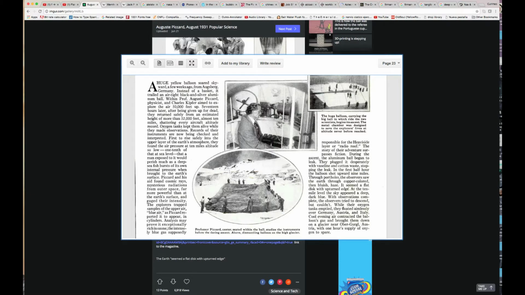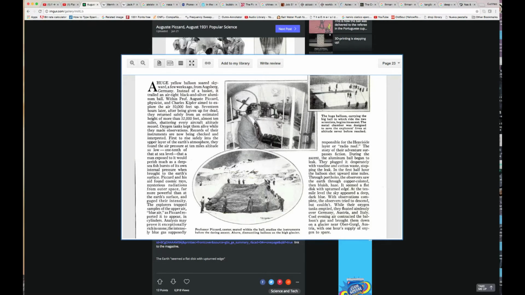Professor Auguste Piccard, physicist, and Charles Kipfer aimed to explore the air 50,000 feet up. 17 hours later, after being given up for dead, they returned safely from an estimated height of more than 52,000 feet. Almost 10 miles, shattering every aircraft altitude record. Oxygen tanks kept them alive. While they made observations, records of their instruments are now being checked and interpreted.